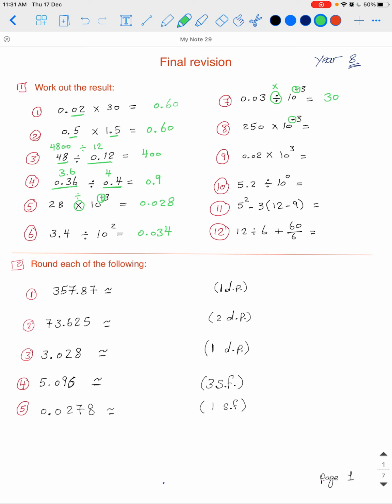Next one here, I will make it positive instead of negative and I will change this multiplication into division. So I will divide it by 1000, means I will put the point after 3 digits. You can ignore this last 0, by the way. You can write it just 0.25.